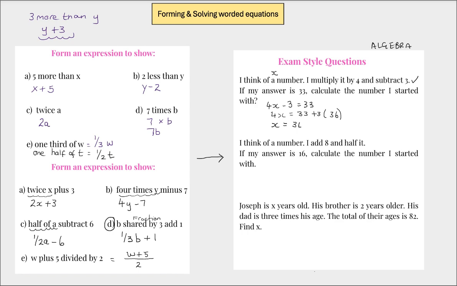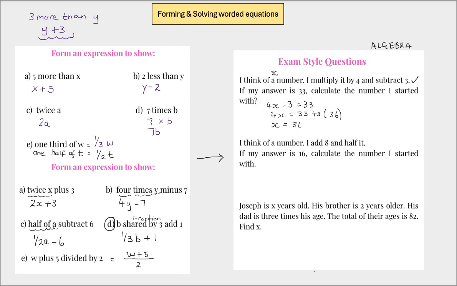So now we've got to take that 8 over to 32. So Y equals 32 subtract 8, because that's a plus. Then Y equals 24. So the number I started with is 24. Okay. Next one.